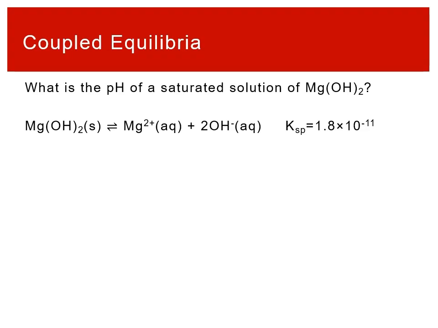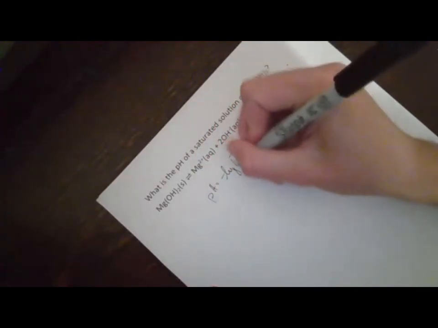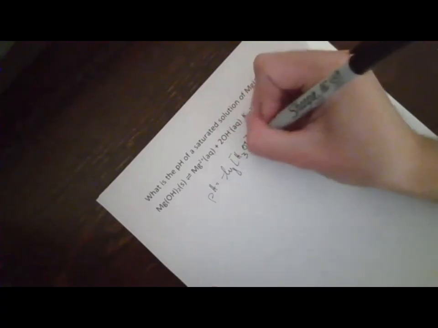What is the pH of a saturated solution of magnesium hydroxide? We know that magnesium hydroxide dissolves into magnesium 2+ and two hydroxides, and for this, KSP is 1.8 times 10 to the negative 11. All right, so what is the pH, our old friend, of a saturated solution of magnesium hydroxide? We know that the pH comes from the negative log of hydronium, right?